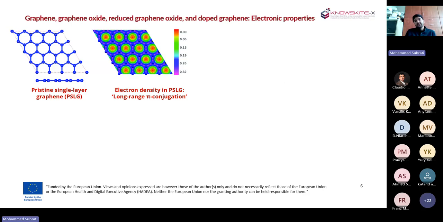So since we'll be talking about electrochemical applications, it is worth looking into the electronic properties of these materials. We'll start from the very basic, as I said, their framework, the sp2 framework. In this case, the pristine single-layer graphene. As you can see on your right hand, you have the electron density of pristine single-layer graphene.